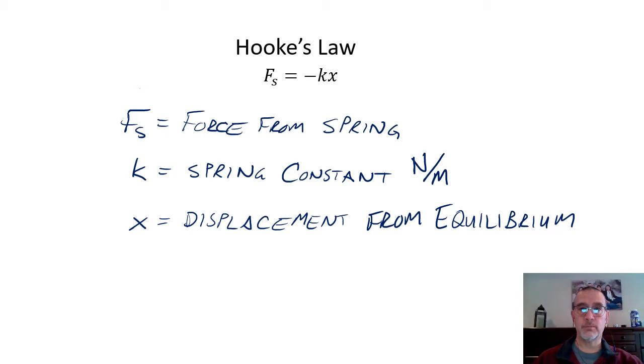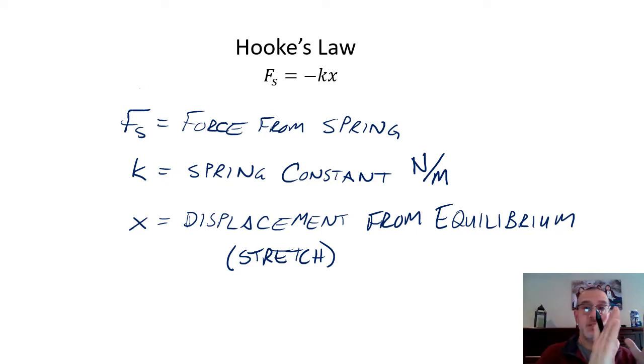So if you have a spring that is unstretched, then x is how much the spring is actually stretched from where it would be at rest. Now, if you take a spring and you compress it in, then the spring will be pushing with a force out. And if you take a spring and you stretch it, then it will reply with a force back towards equilibrium. So that's what the negative means in Hooke's law.